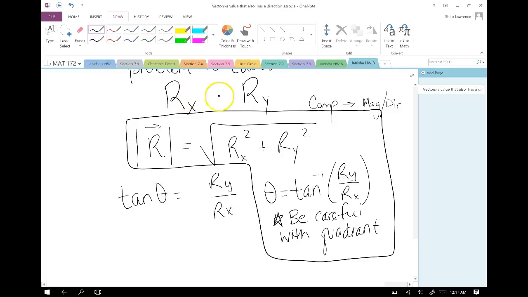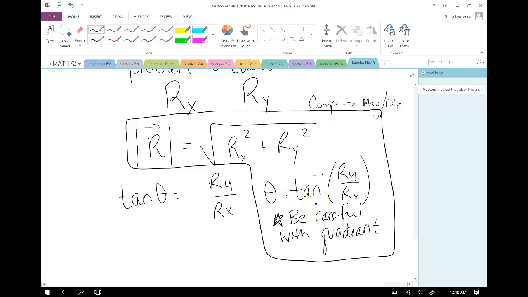So if I did this calculation and I got a negative x component and a positive y component, think of those as coordinates on your graph. A negative x and a positive y is in quadrant 2. So I would have to make sure that when I gave my final answer for theta, that my final answer is a quadrant 2 angle.